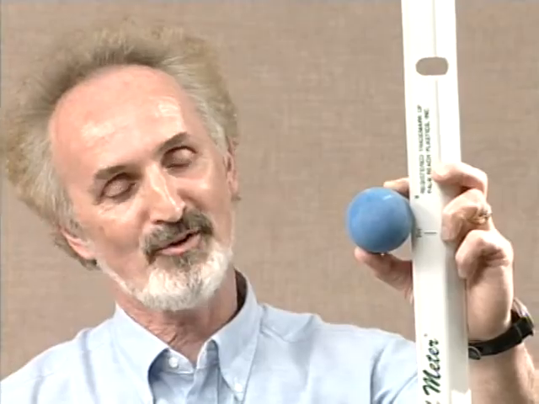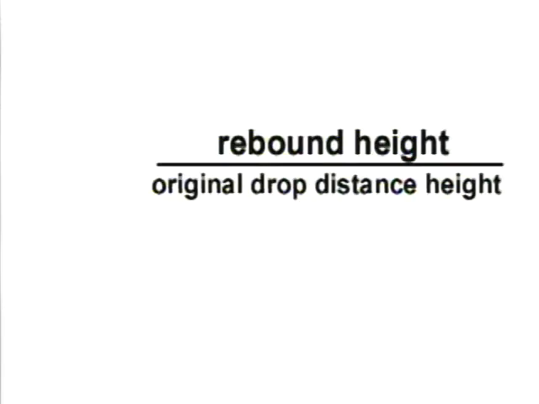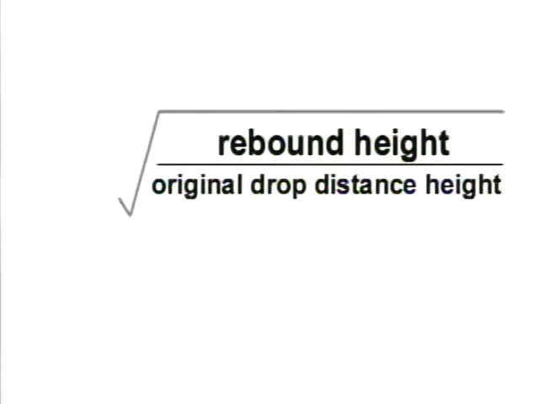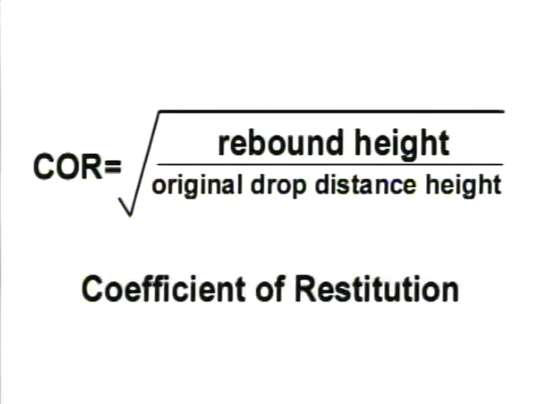So mathematically, to find the coefficient of restitution is very simple. I take this height divided by the original drop distance height and take the square root of it, that magical little radical key on the calculator, and the end result is I get a COR. It's called a coefficient of restitution. Now every sport has one.